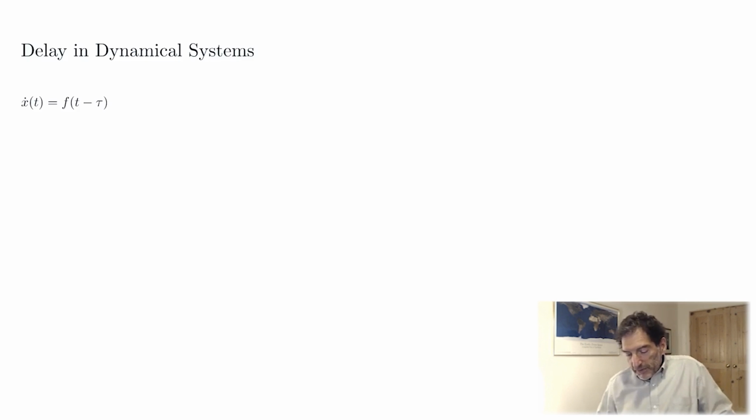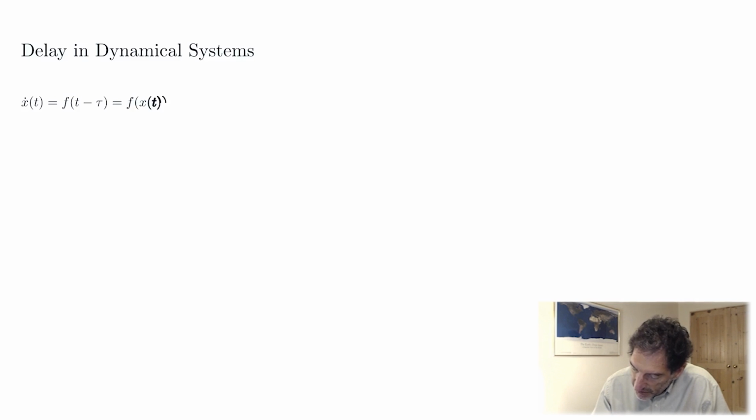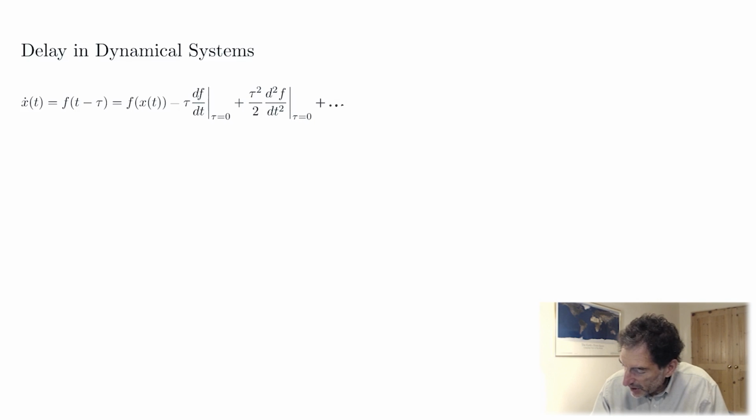Now, as written, this is actually an infinite dimensional system because we can perform a Taylor series expansion on the right-hand side, and so this would be equal to f of x of t minus tau df by dt at tau equals 0 plus tau squared over 2 d second f by dt squared at tau equals 0 plus dot dot dot. So there are actually an infinite number of time derivatives in this equation. And as we mentioned at the very first lecture, this can be transformed into an infinite dimensional dynamical system. In disguise, this delay problem is actually an infinite dimensional dynamical system. That's part of the reason why they're so rich and so complicated.